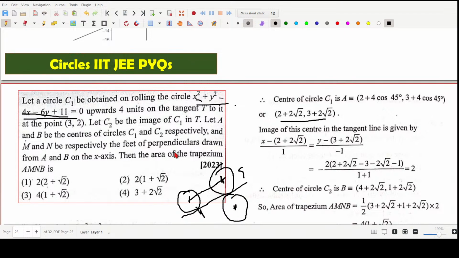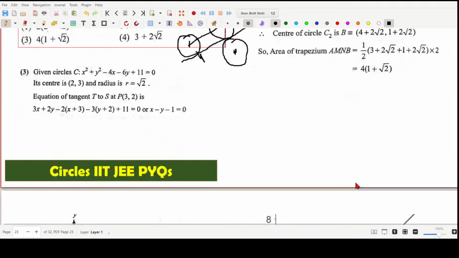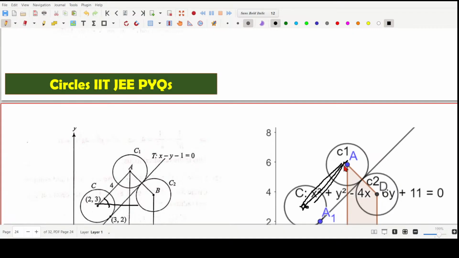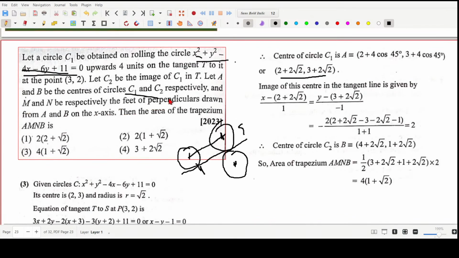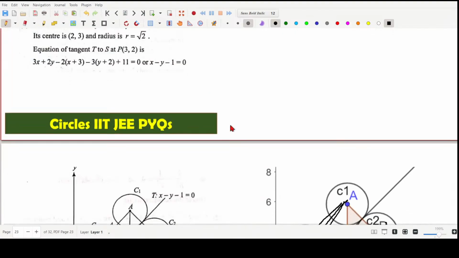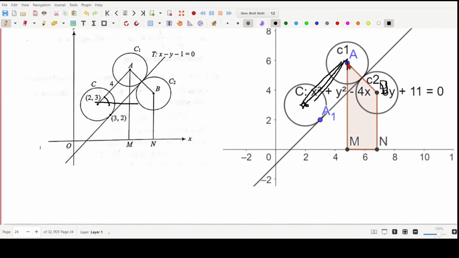Now A and B are the centers of circles C1 and C2. So A and B are this and this. This is not D, this is actually B. These are the centers of both the circles. Now we are dropping M and N, which are feet of perpendiculars from A and B on the x-axis. So this becomes M, this becomes N.